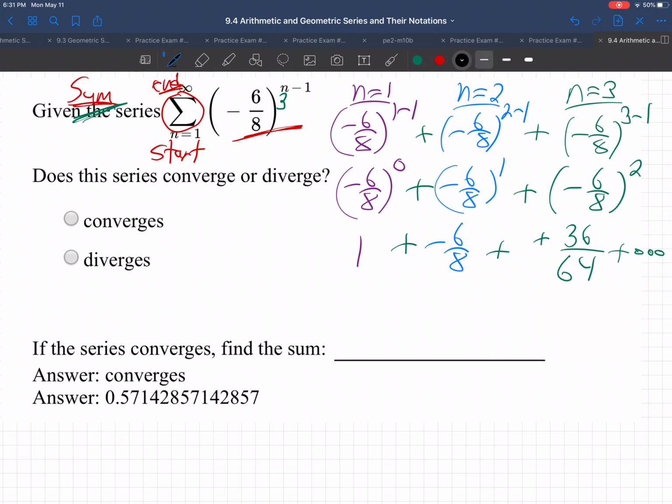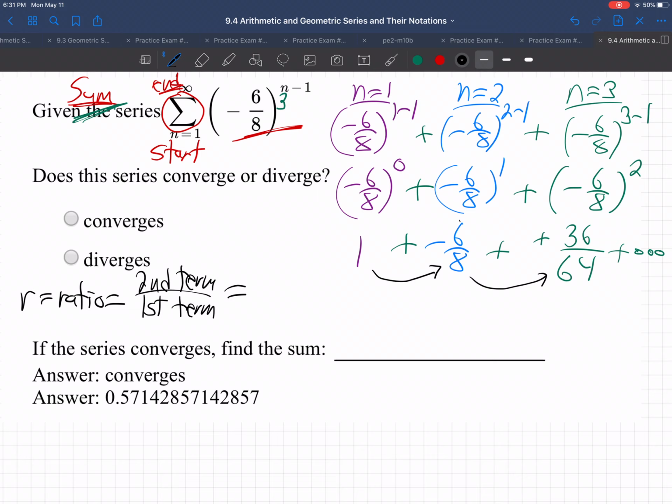It's an infinite series. Now, the main thing we need to figure out is what's happening from term to term. What's causing the jump? That's called the R, the ratio, and you just take the second term divided by the first term. Because it's the ratio, it's called the common ratio, any term divided by the previous term. For a geometric, and it is geometric, you can tell it's multiplying every time. So take the second term here, minus 6/8, over the first term, 1, that's easy. That's just minus 6/8. So that means it's just multiplying by minus 6/8 every time.